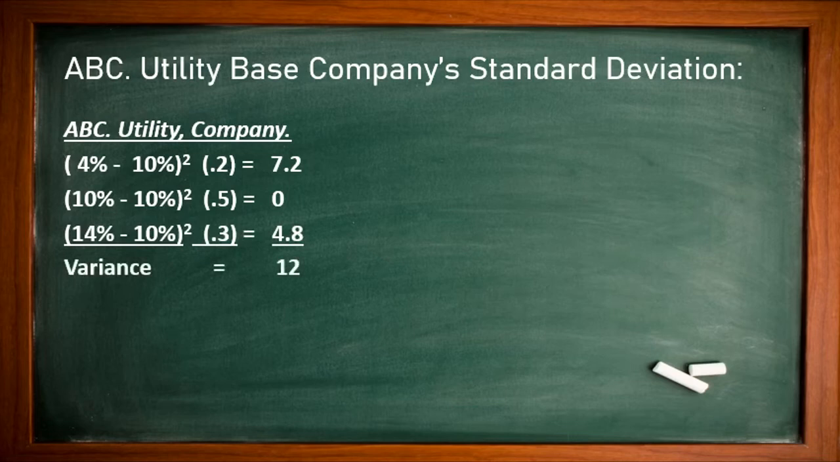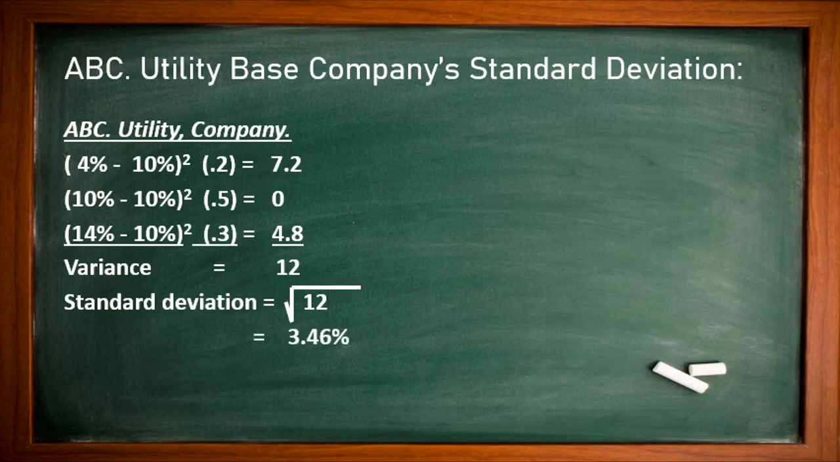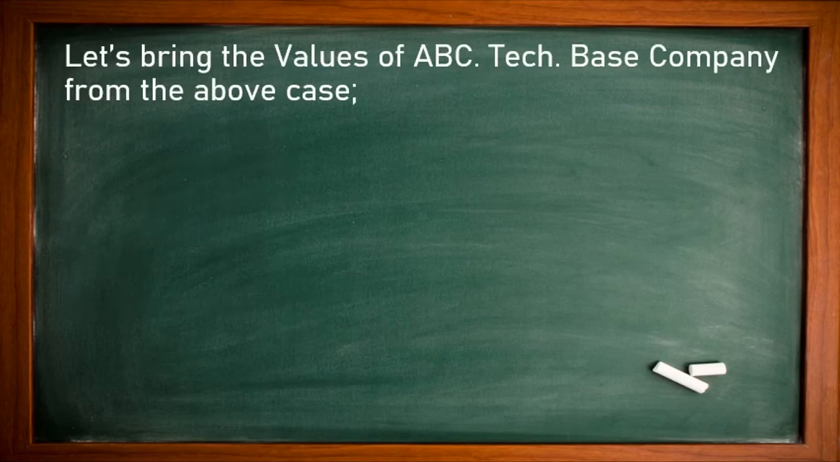Then we go for the difference, meaning the variation. What is the variation? The total variation or variance is 12. We haven't yet applied the square root, so we have to calculate the square root of the variance. So the standard deviation is equal to the square root of 12. It means the standard deviation is 3.46% for the utility based company.